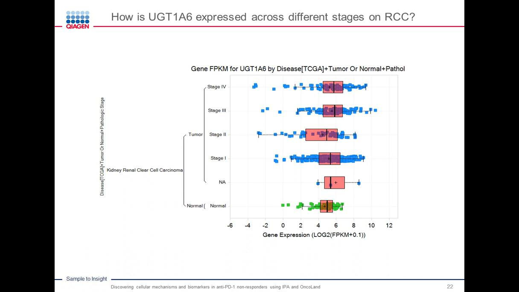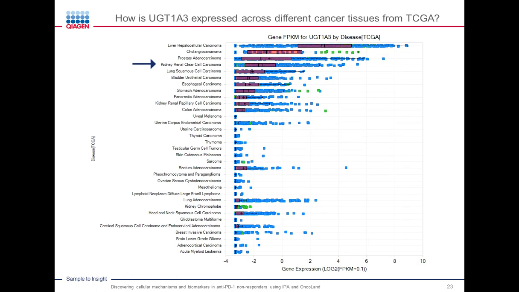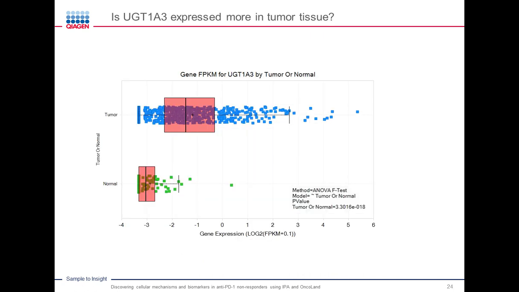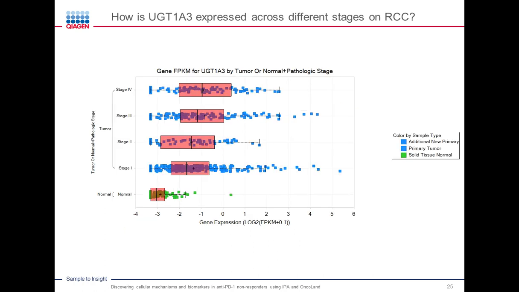Now, keep in mind, UGT1A6 is just one of the family members. What about other family members such as UGT1A3? So we can also search for UGT1A3, and again, we see the same pattern that, like UGT1A6, UGT1A3 is expressed more in renal cell carcinoma as opposed to, say, something like AML, which is at the bottom of the screen, right? Like UGT1A6, we can split and filter, and what we see is for UGT1A3, there is greater difference compared to UGT1A6. And statistically speaking, we also see more significant p-value in the lower right corner.